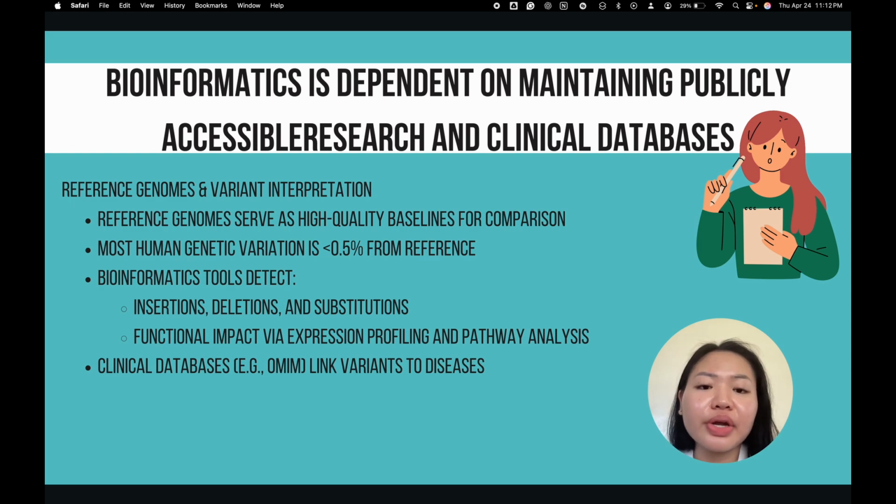Reference genomes are meticulously created sequences used as standard baselines for genomic comparisons. When new genomes are sequenced, bioinformaticians identify the variants, such as insertions, deletions, or point mutations, relative to these references. Many of these differences are minor, but some can have profound biological implications. Through tools like microarrays and expression analysis, researchers assess the potential impact of variants. Clinical databases such as OMIM further contextualize these variants by linking them to known genetic disorders.